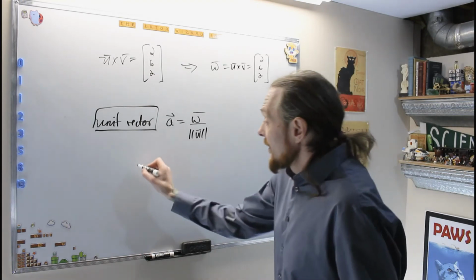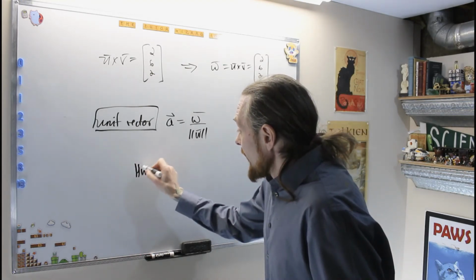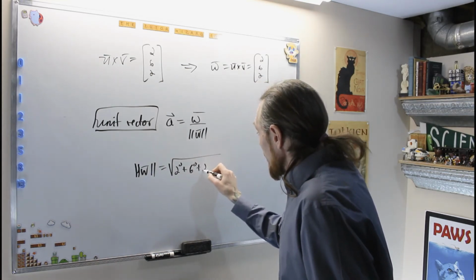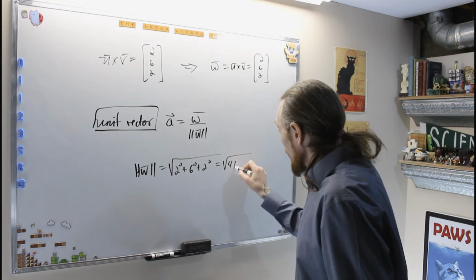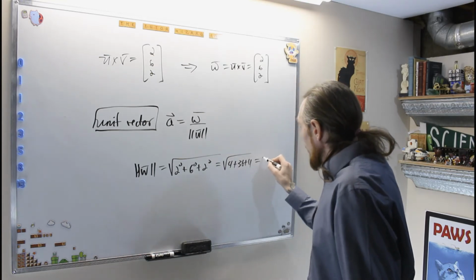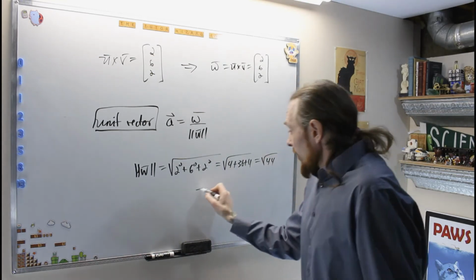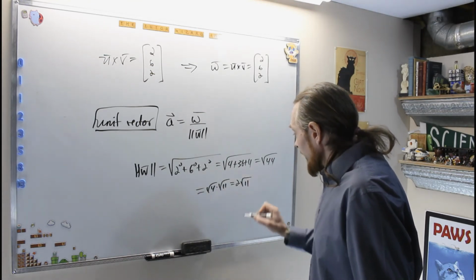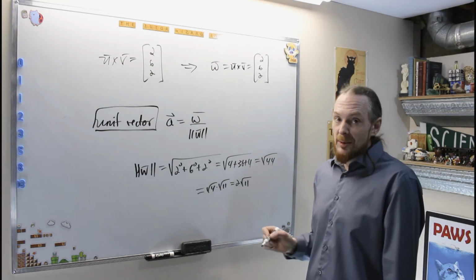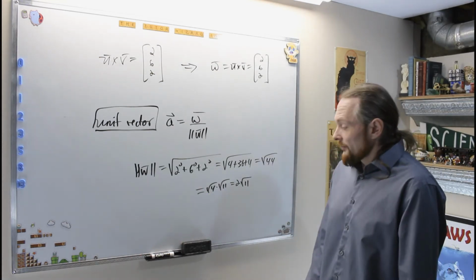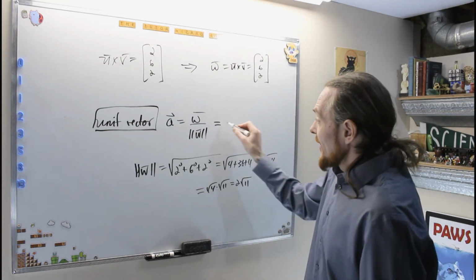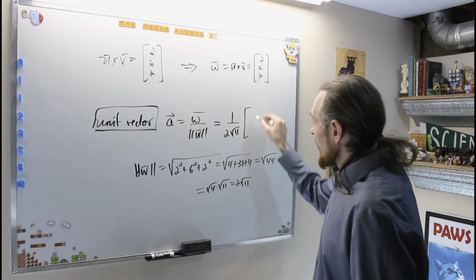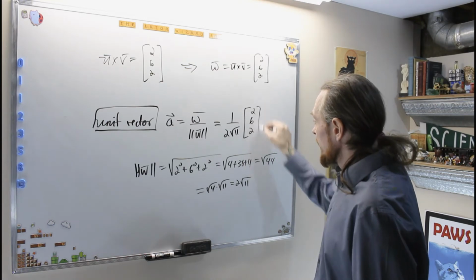So what is the length of this? The norm of W is equal to the square root of 2 squared plus 6 squared plus 2 squared, which is the square root of 4 plus 36 plus 4, which is the square root of 44, which is the square root of 4 times the square root of 11, which is 2 root 11. You can slow that down, it's algebra. So once I have that, our unit vector will be 1 over 2 root 11 times our original vector (2, 6, 2).